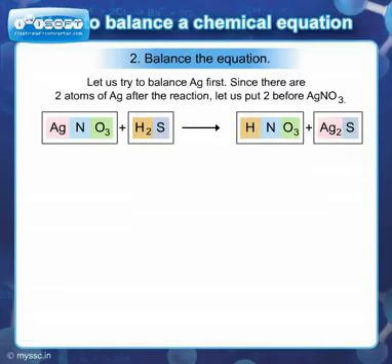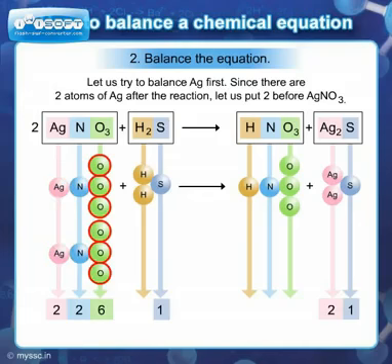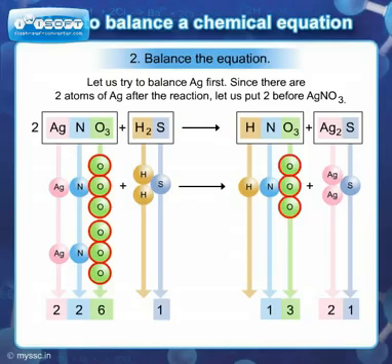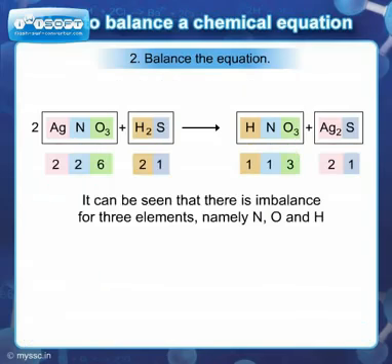Let us try to balance Ag first. Since there are 2 atoms of silver after the reaction, let us put 2 before AgNO3. Since we have 2 molecules of AgNO3, we have 2 atoms of Ag, 2 atoms of N, and 6 atoms of O. If we compare the number of atoms for each element, we see that there are 2 atoms of N in the reactants and 1 atom of N in the products. Similarly, there are 6 atoms of O in reactants and 3 atoms of O in products. Also, there are 2 atoms of H in reactants and 1 atom of H in products. All other elements have equal number of atoms in reactants and products. Thus, there is imbalance for 3 elements, namely N, O, and H.